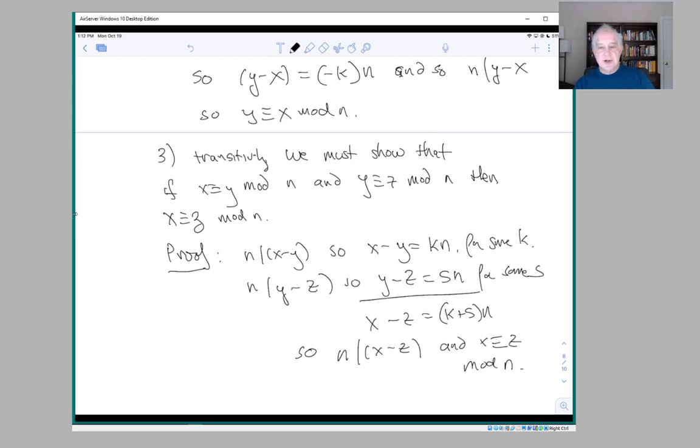So congruence has all three properties. And as we'll see in the next section, relations that have these three properties are really fundamental in mathematics. And they're called equivalence relations, and we will look at them more carefully later on.